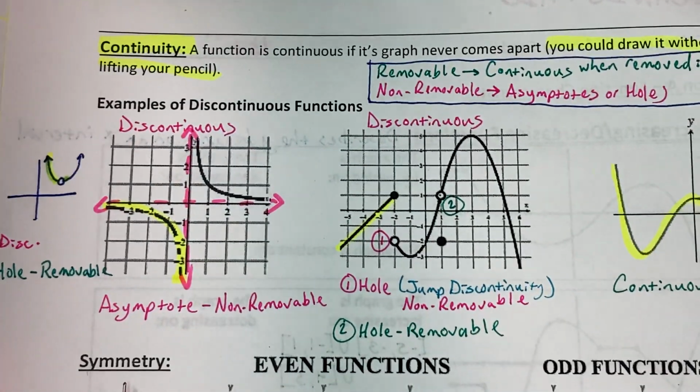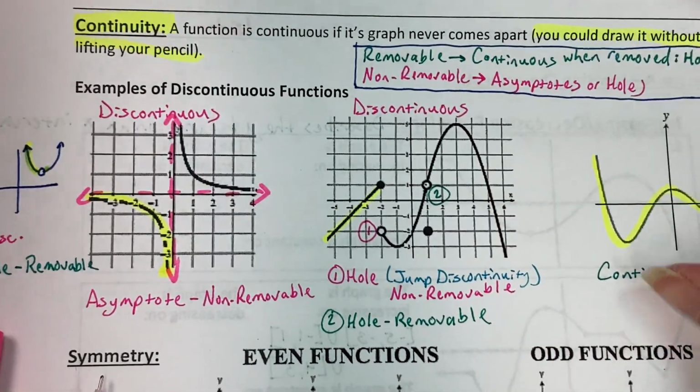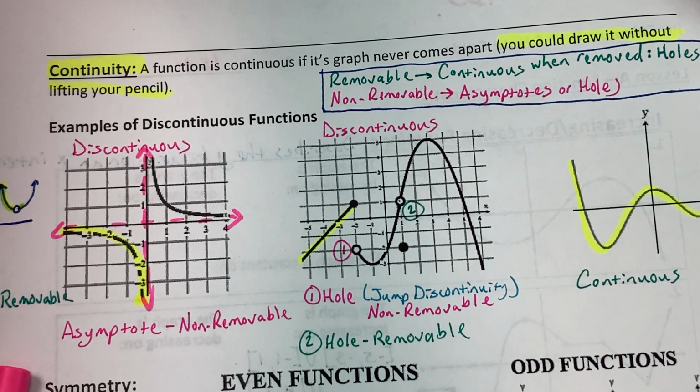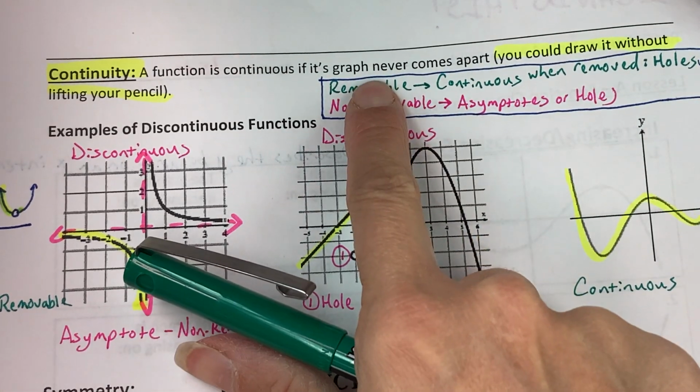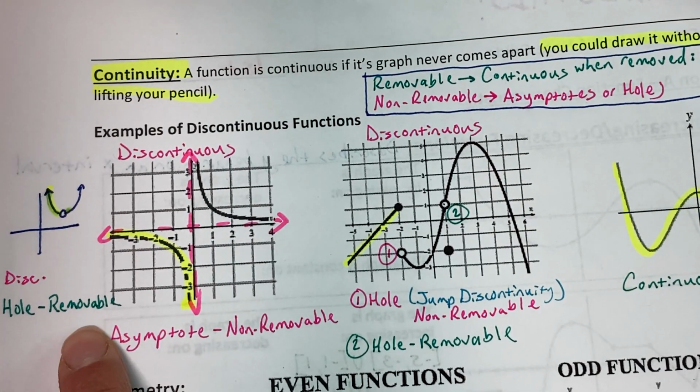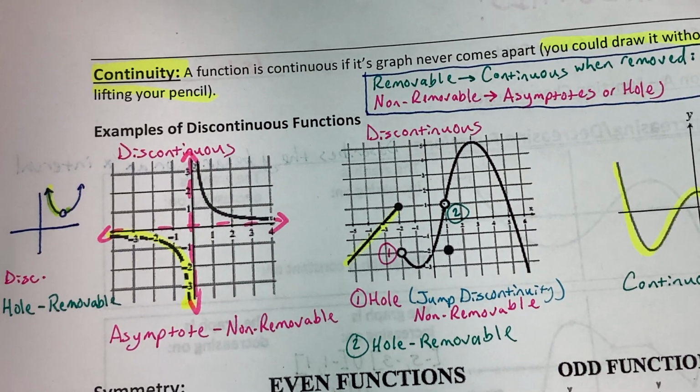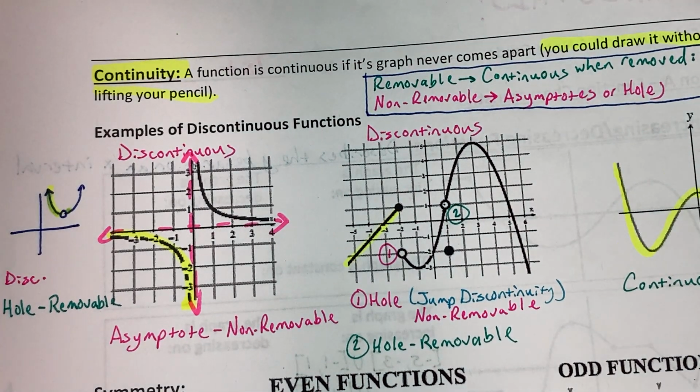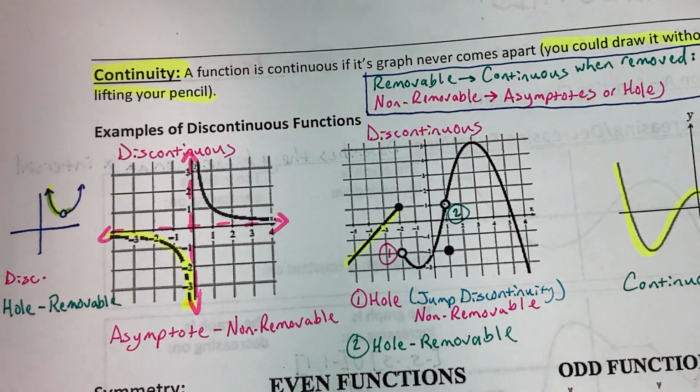discontinuity. So folks, continuous, we can draw it without lifting our pencil off of the paper. And discontinuous, we can have removable, like this one, where we can make the function continuous, or non-removable, which is usually going to be things like asymptotes, but it can also be holes of our function as well.